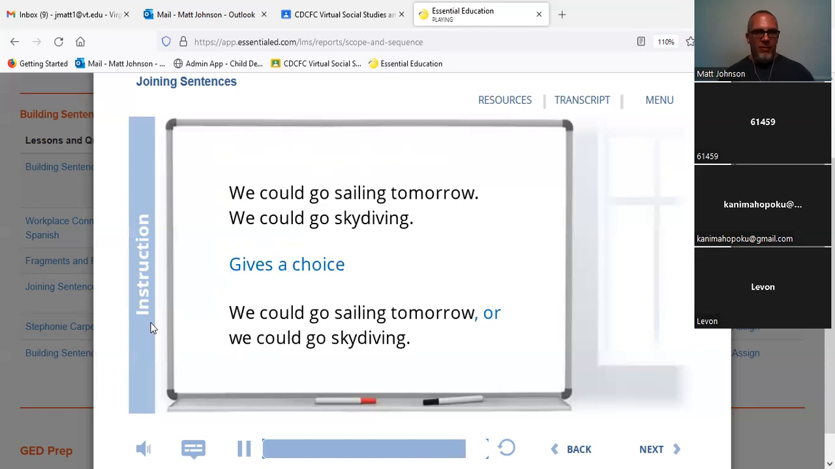Remember to always add a comma before the fanboys word when you're joining two independent clauses. That's what shows the reader that what comes next is a new independent clause. So, do you have a good grasp of joining two independent clauses now? I guess you could skydive onto a sailboat, right? I mean, that would take care of it.